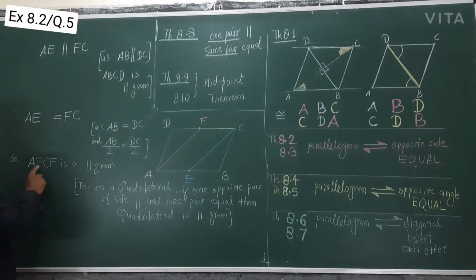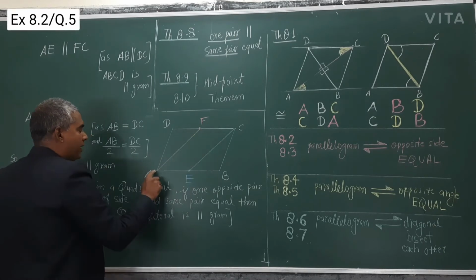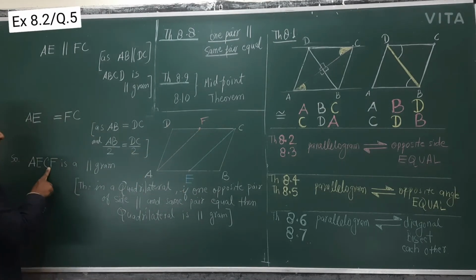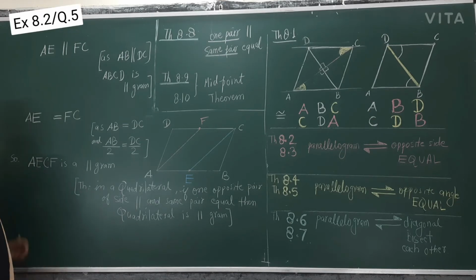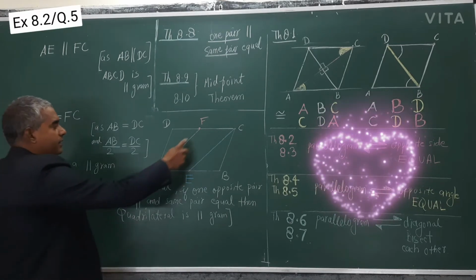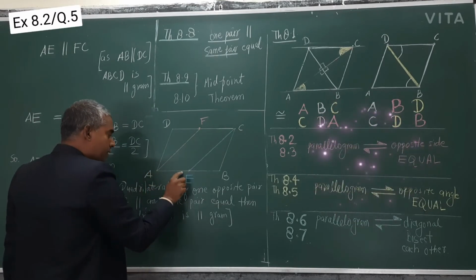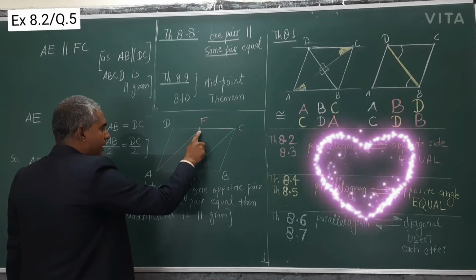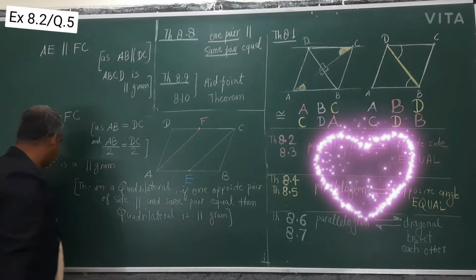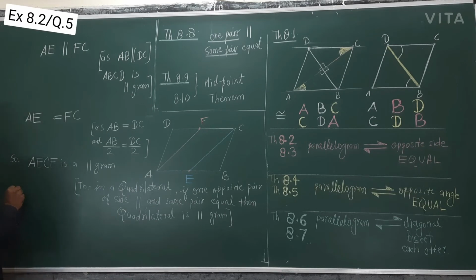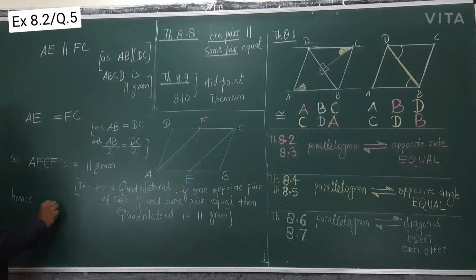Okay. So AECF, yes, AECF. The sequence should be maintained. So it's a parallelogram, which means AF is parallel to EC. We know this parallel, but hence AF is parallel to EC. Then now the question is easy.